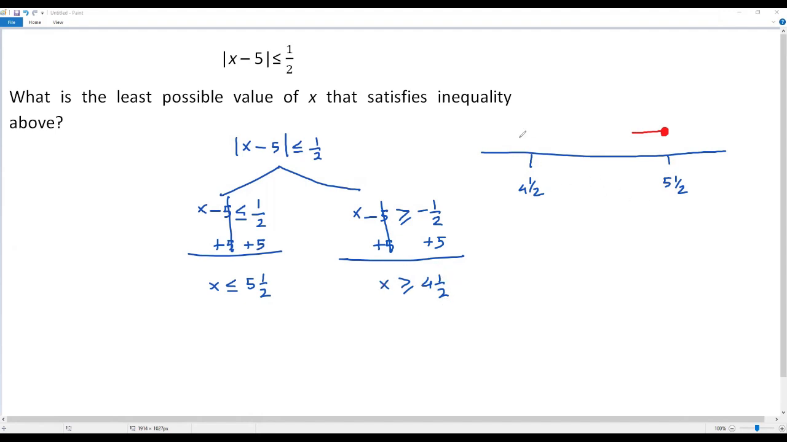Since x can be equal to this 4 and a half, we can take a filled circle over here. Since x can be greater than 4 and a half, we take a line to the right side. So when I do so, this is the interval of solution for this absolute value inequality. That is, x can take any value from 4 and a half to 5 and a half. So in this interval, clearly the smallest value for x is 4 and a half. That is, the least possible value of x that satisfies the given absolute value inequality is 4 and a half.